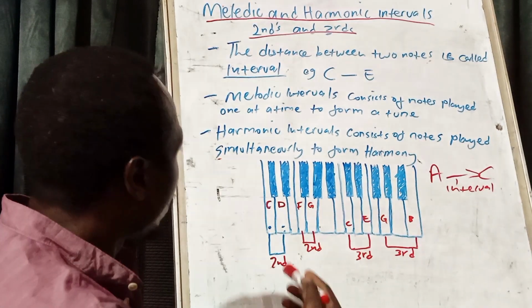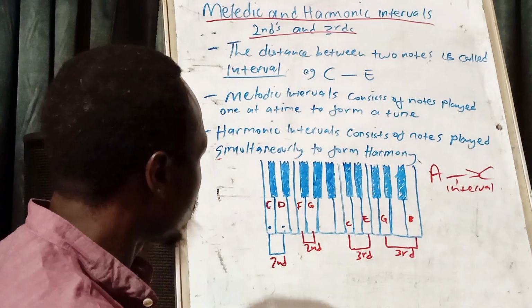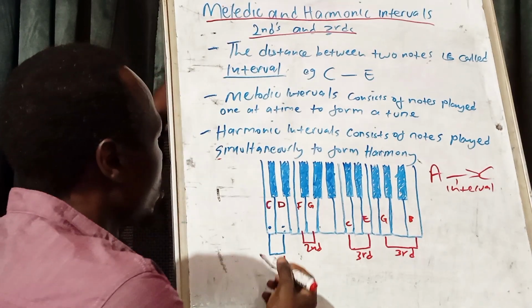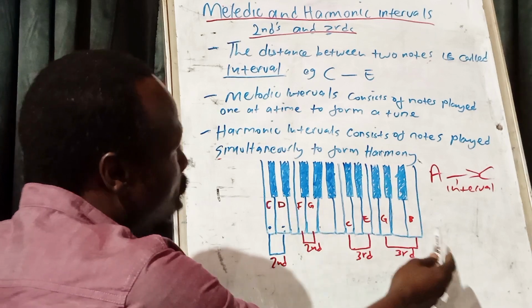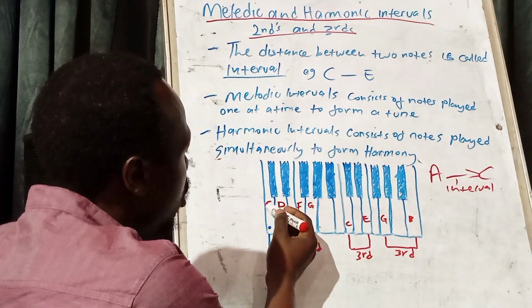My diagram here, I've tried to put it down to illustrate it. As you can see, this is my keyboard. We move from C to D.